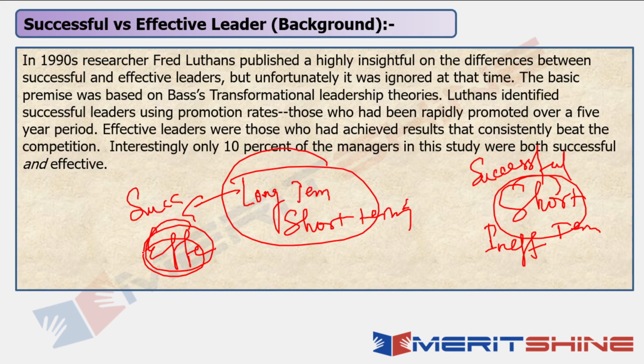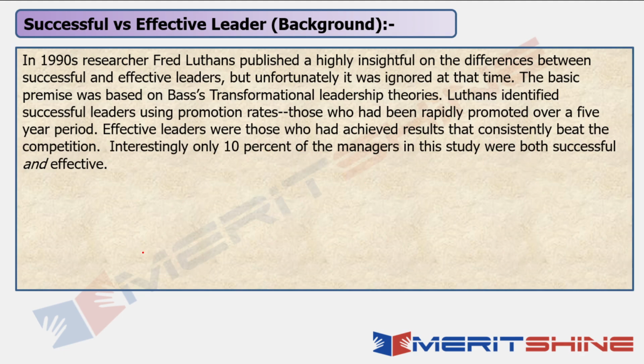And look at this. If a successful effective leader is running an organization, people would be happier, people would not leave the organization, they would be motivated, all of these things would happen. Whereas if a successful leader is ineffective, short term goals would be achieved, but people would not be happy, people would leave, the retention would be very low, right? Okay, so these were the differences between successful and effective leaders.